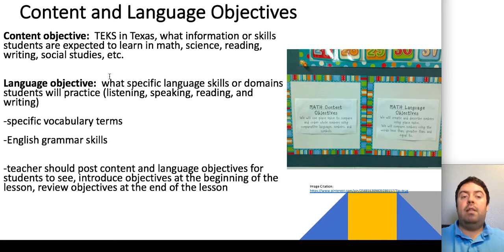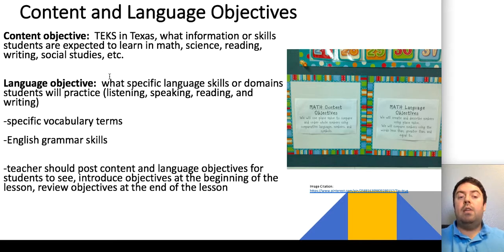And it's important that, regardless of what content subject you teach, you should develop language objectives because language is used in every content area. If you're a math or science teacher, students are going to need to be able to read the directions, read specific problems, read instructions on how to complete the activity or lab experiments, and also how to write and explain their thinking.